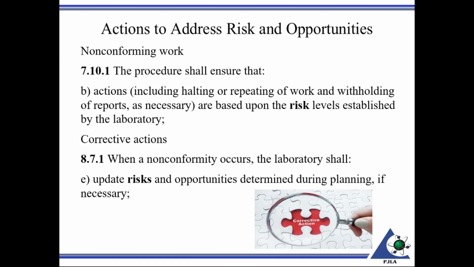Non-conforming work would be right under there. Under the procedure, it shall ensure actions, including the halting and repeating of work and withholding reports, are based upon the risk levels associated by the lab. So if you have a non-conforming issue that may have impacted your customers' reports, you determine, hey, what's the likelihood that it impacted reports that we actually have provided our customers? What's the level of risk?